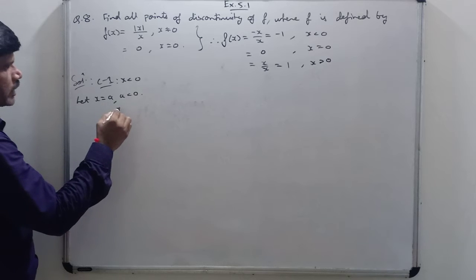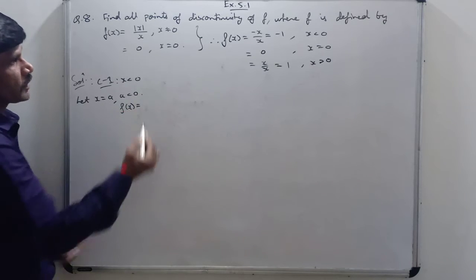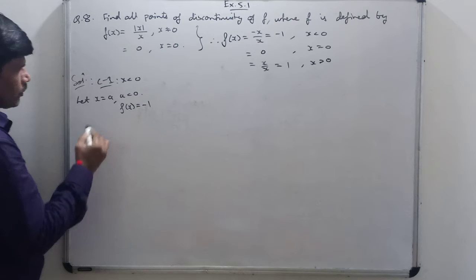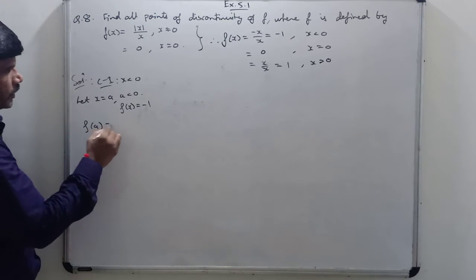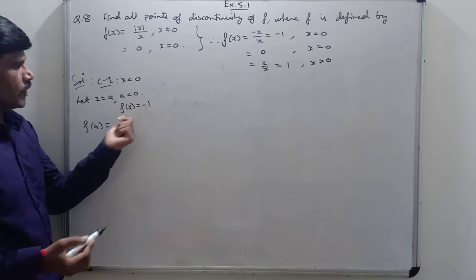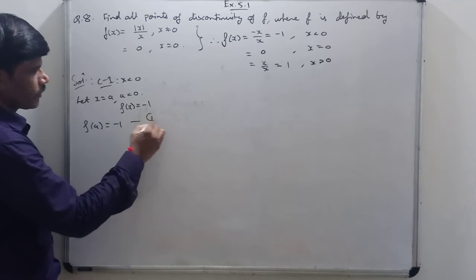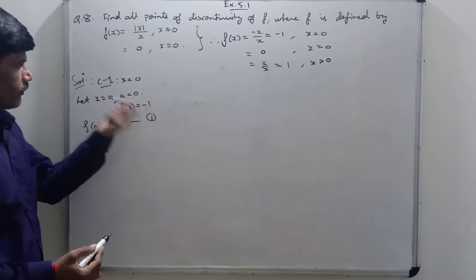So in this case, when x is less than 0, what is the function? Minus 1. Okay, so f of a I will find out. f(x) is minus 1, so f of anything will be minus 1 only. Give it result number 1. This is the value of the function at x equals a, where a is less than 0.